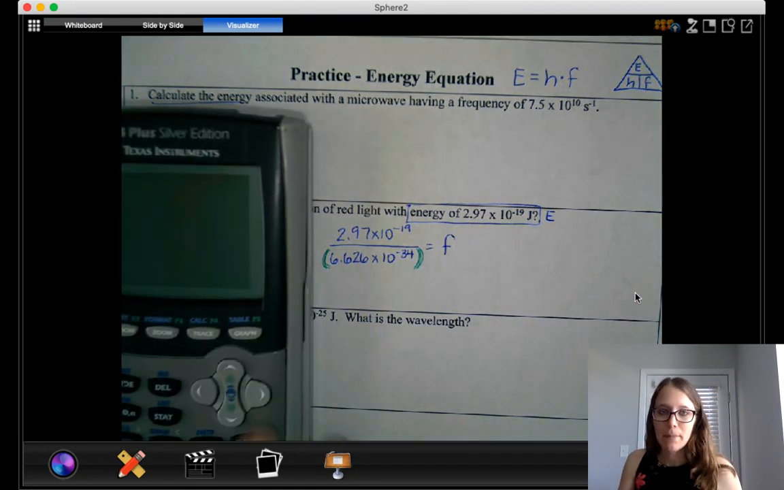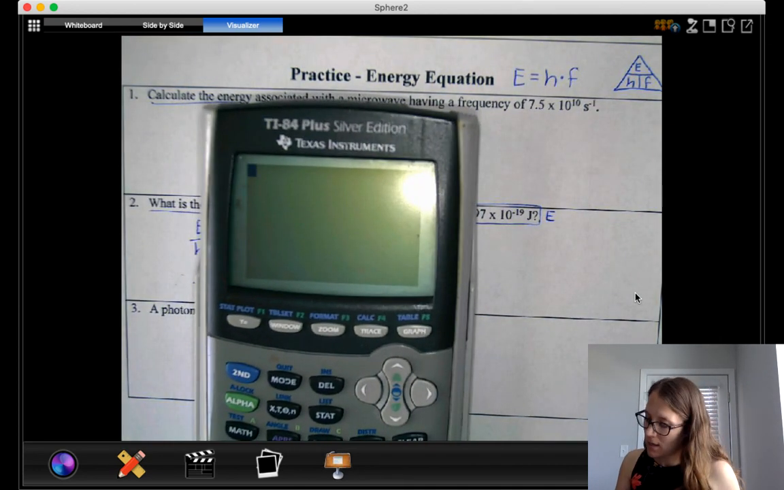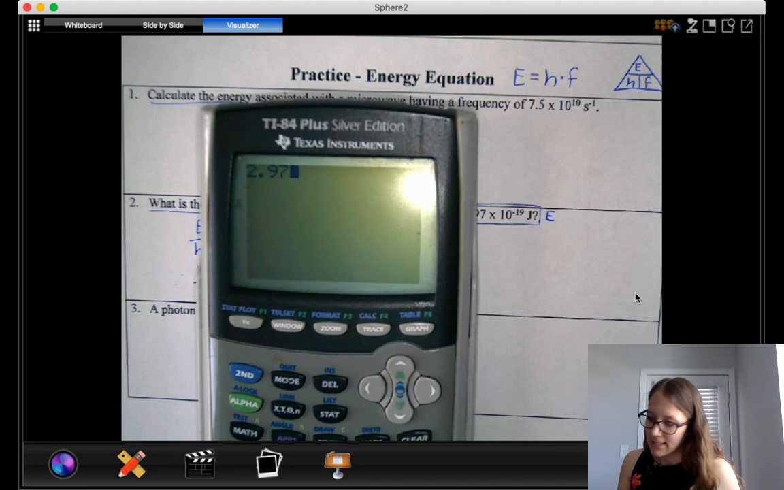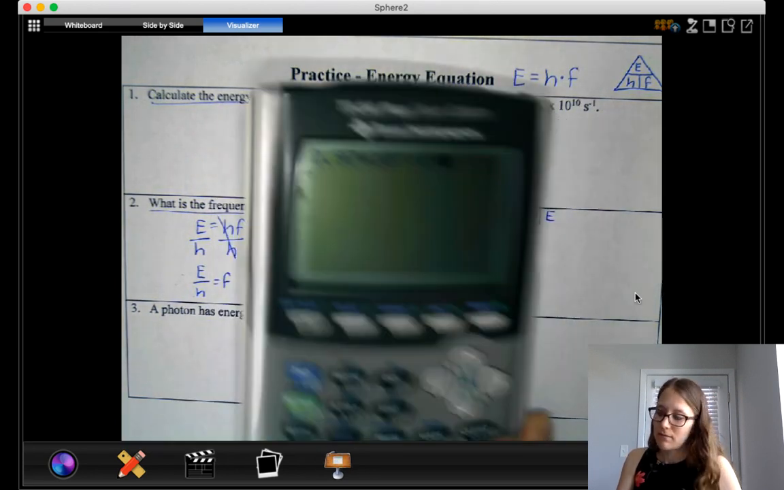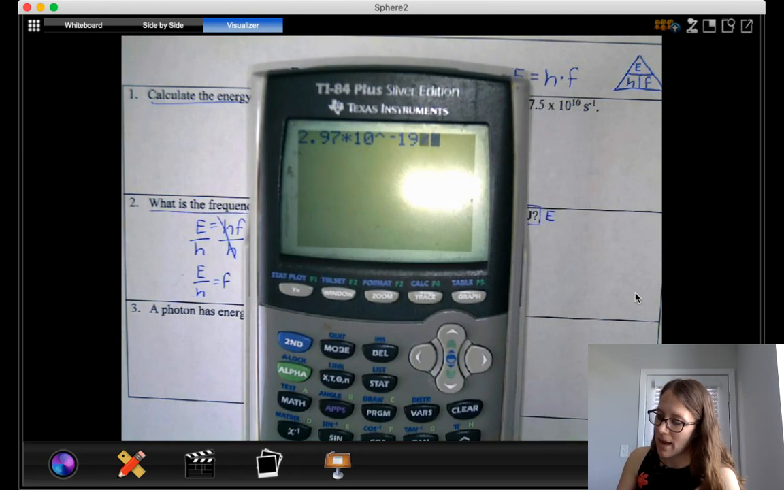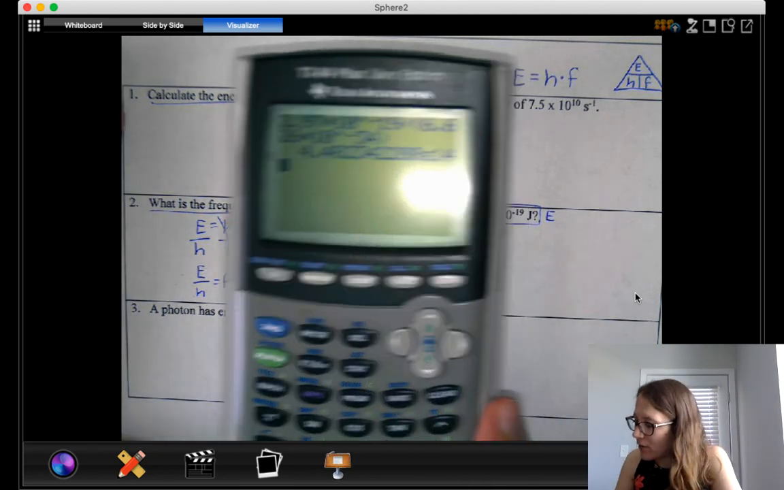And I'm going to write those on my paper so that I don't forget to use them. From here, I'm going to go ahead and plug this in. So let's get that somewhere you can see it. 2.97 times 10 raised to the negative 19th was on the top, and then dividing by Planck's constant, so divide by, in parentheses, 6.626 times 10 raised to the negative 34th. Once I have that, I'm going to go ahead and click enter. And here's my answer on the calculator. Just got to figure out how many digits I should write down.